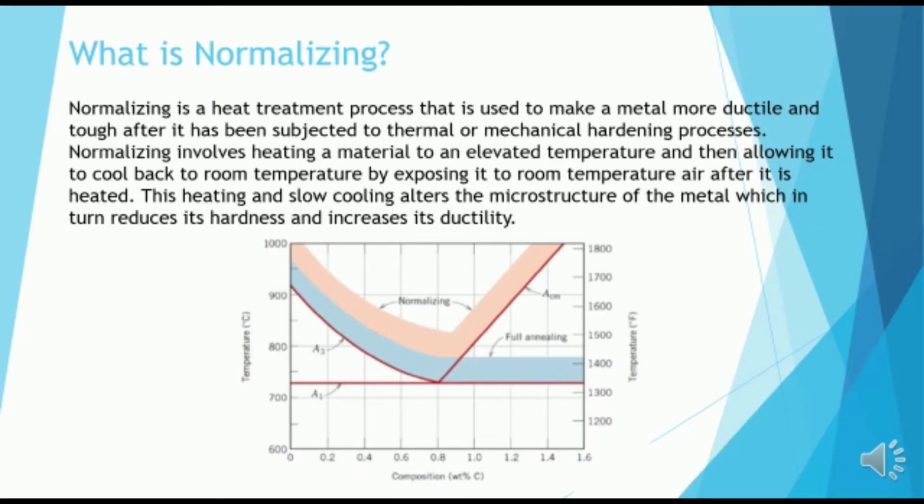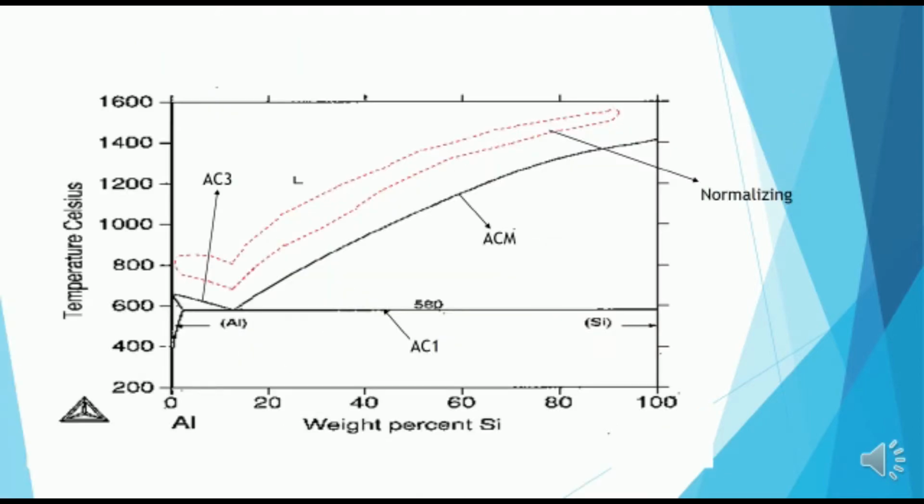So if you can see the graph there, the normalizing occurs above A3 and ACM. You can see the normalizing occurs at the red dotted line, which is above AC3 and ACM, that have been labeled there. So that is where normalizing occurs.